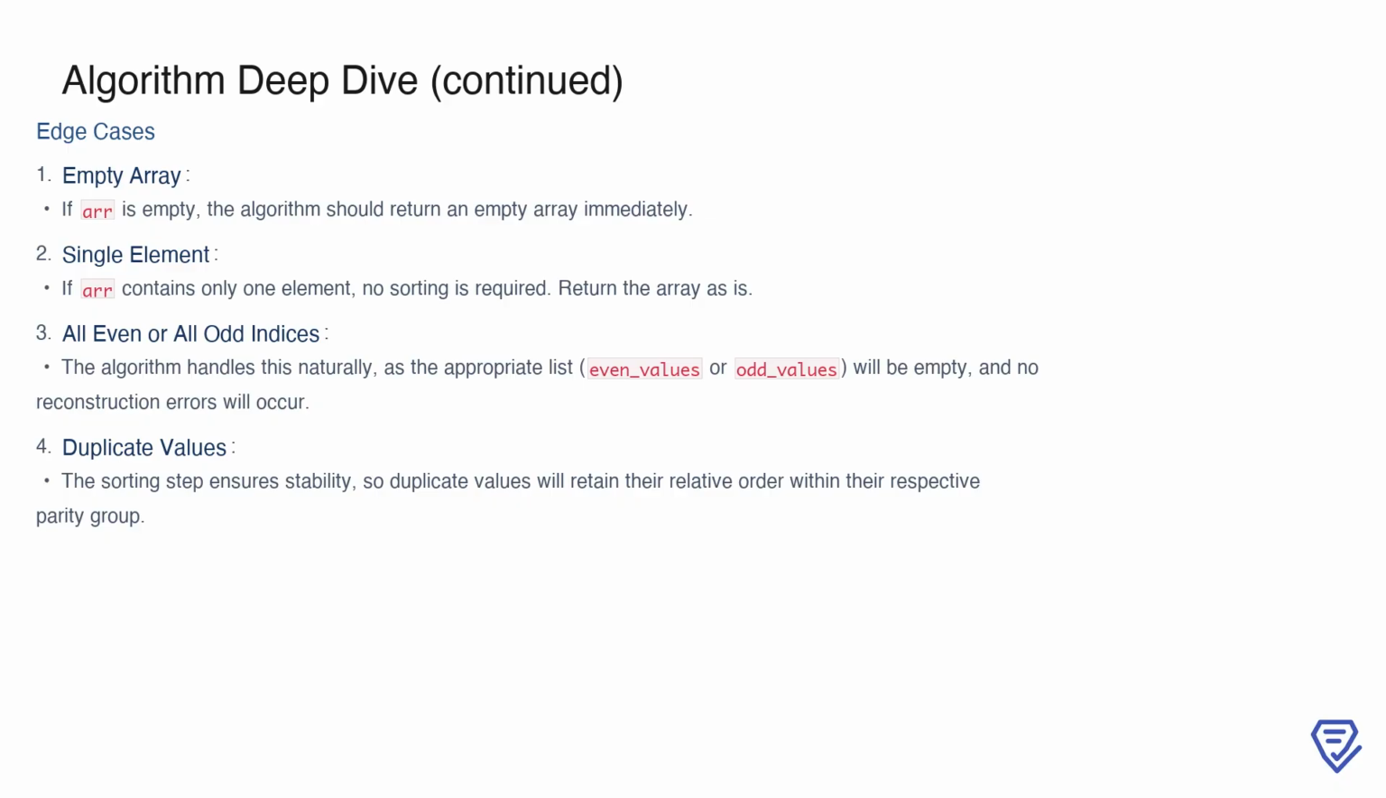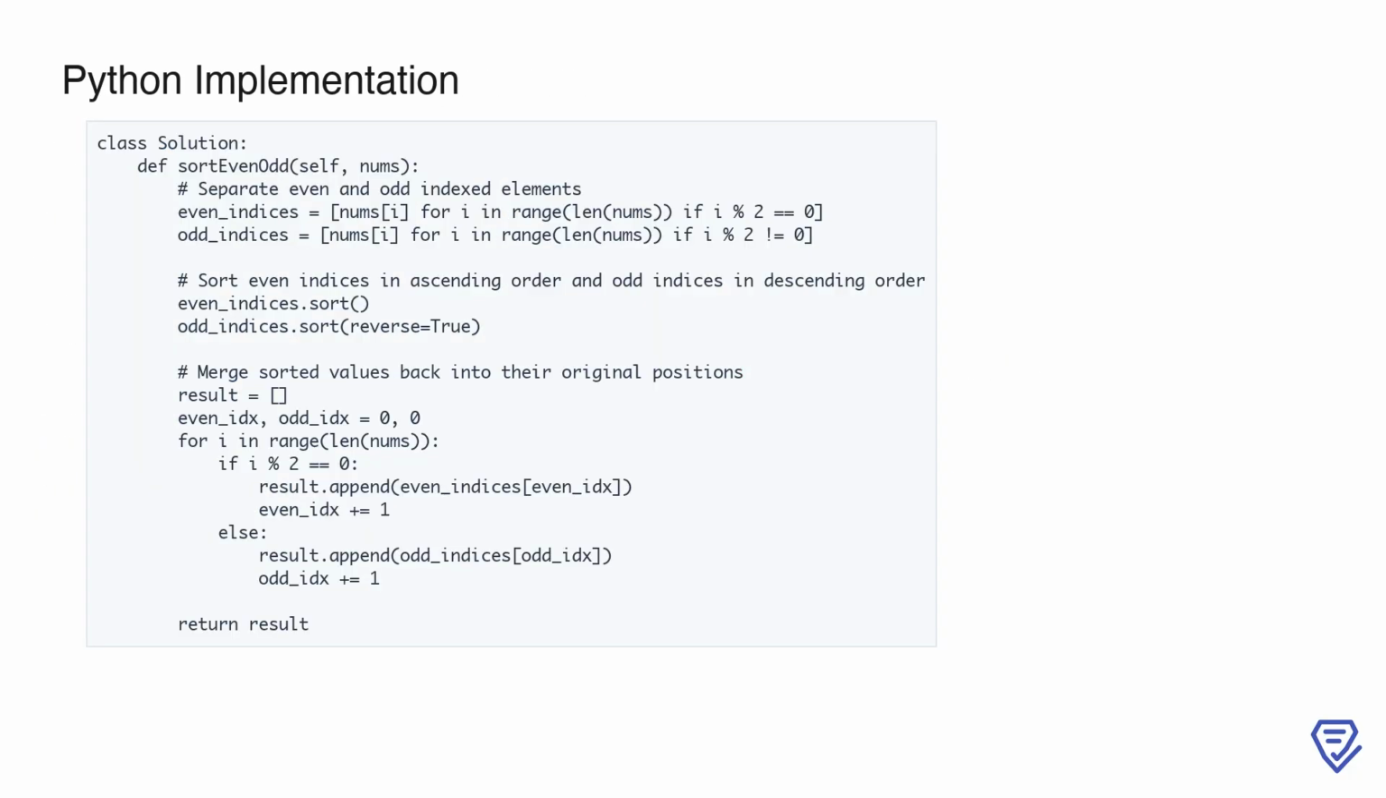These considerations make the algorithm robust and capable of handling diverse scenarios effectively. The provided solution efficiently solves the problem of sorting even and odd indexed elements independently. Here's a step-by-step explanation. 1. Extract even and odd indexed elements.